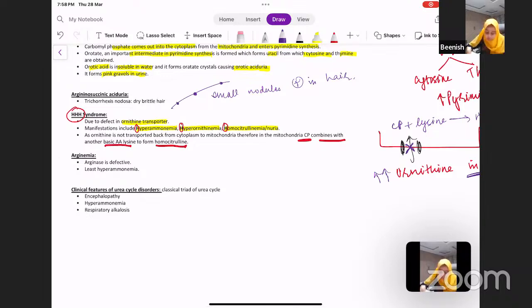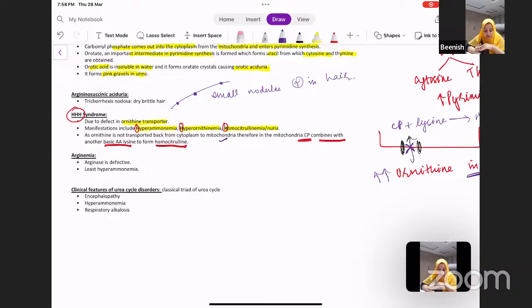So, as ornithine is not transported back from the cytoplasm to the mitochondria, therefore in the mitochondria, carbamoyl phosphate combines with another basic amino acid, lysine, to form homocitrulline. So these were the distinguishing features of HHH syndrome. It was due to a defect in the ornithine transporter.